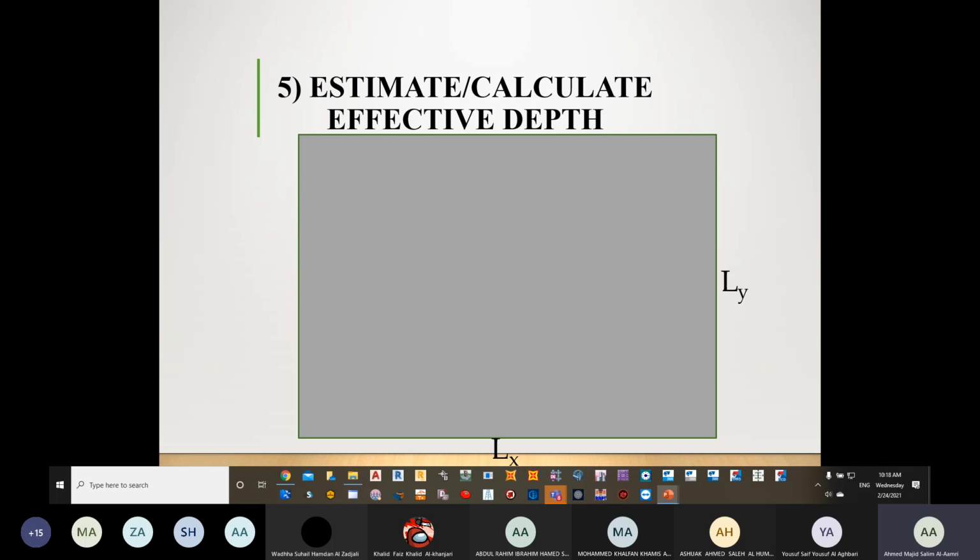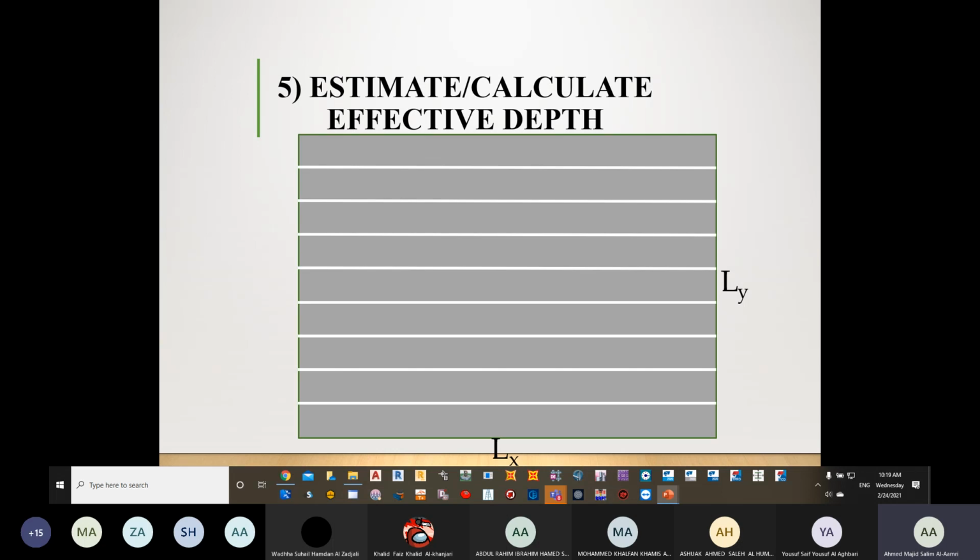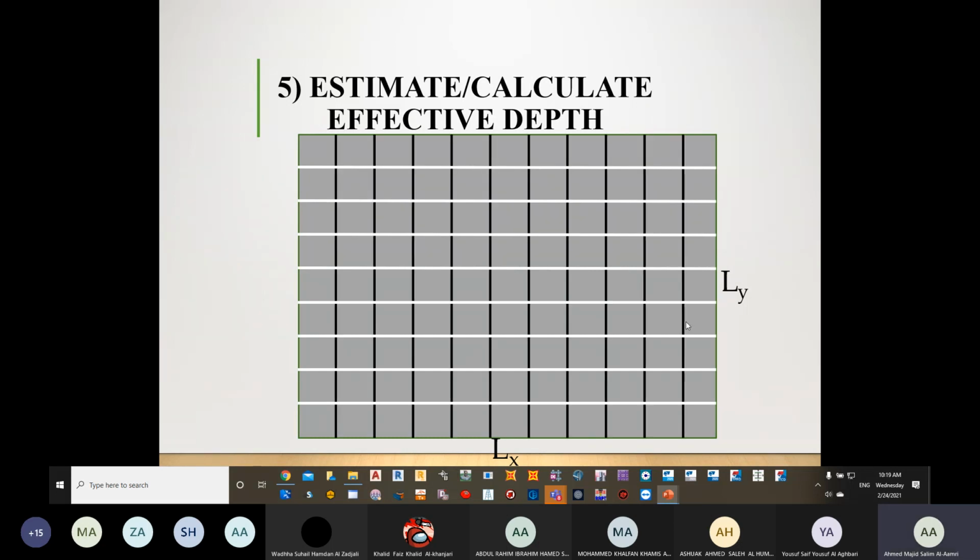Just to illustrate, I brought a slab. We have two dimensions. One is LX and one is LY. Leave the scaling. It's not up to the scale, but we have LX and we have LY. You can see now we have the white color bars, which are parallel to X. And these are called reinforcement of X. Once again, the white color bars are parallel to X, so they are X reinforcement. And then we have the black color bars which are parallel to Y, so they are representing Y reinforcement. So now if you can see, we have reinforcement of X and we have reinforcement of Y.